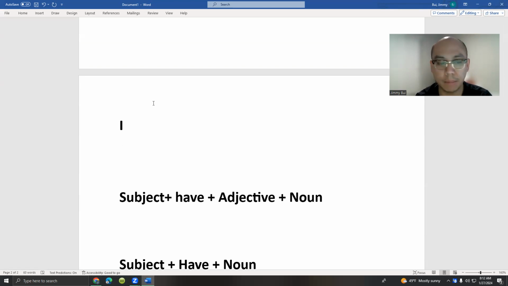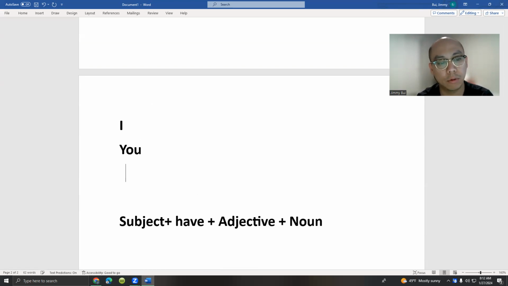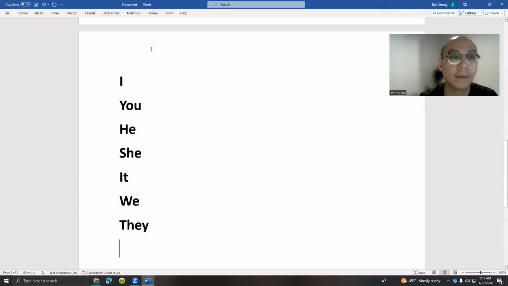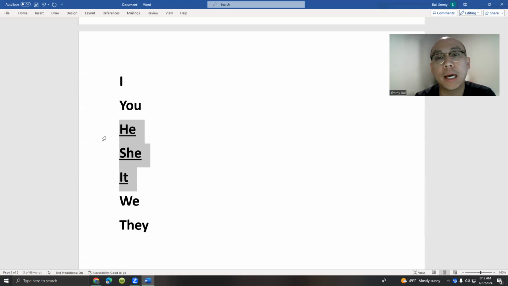Going back to our subject pronouns: I, you, he, she, it, we, they, right? So third person singular nouns: he, she, it. Third person means I talk with you and I am talking to you about another person. The information is not about me. It is not about you. It is about another person, one person, singular. Okay, so he, she, it.